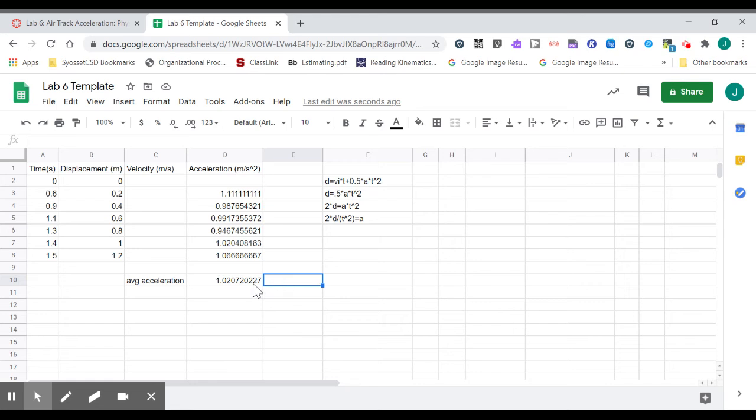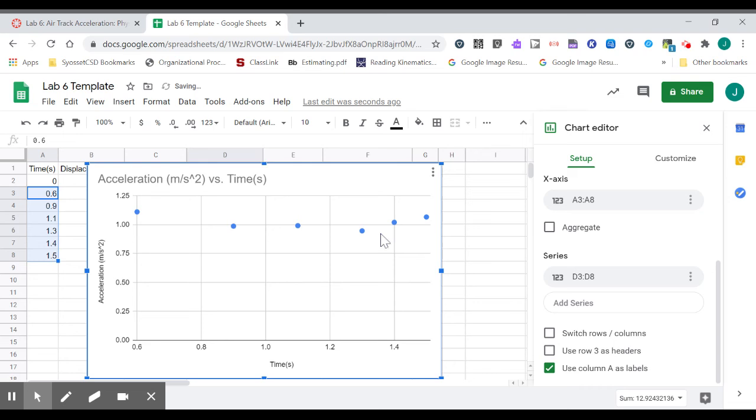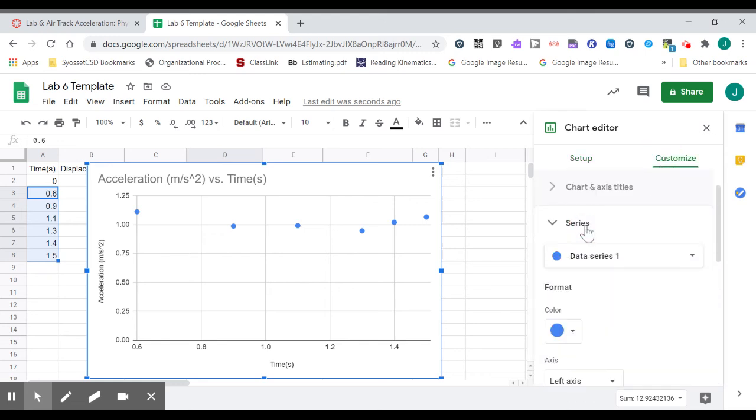So let's say you wanted to create an acceleration versus time graph. Control, insert, chart. Notice how it's pretty constant. So the acceleration is constant. Think about that. What should a constant graph look like? Okay, when we graph a constant, what does it look like?